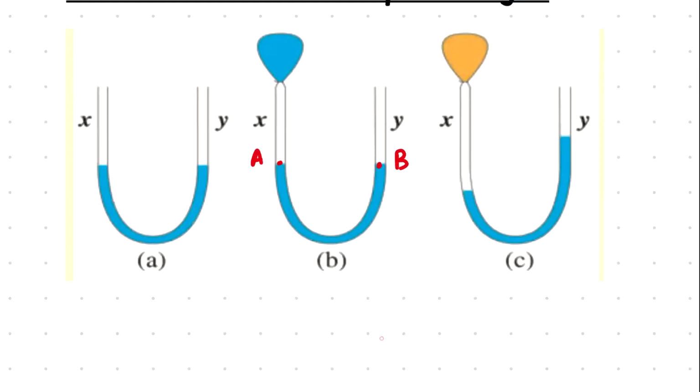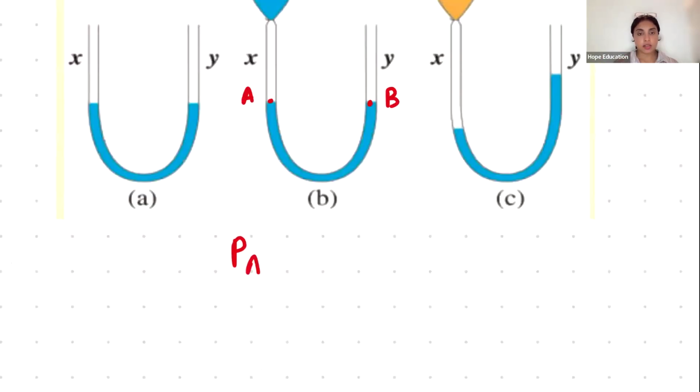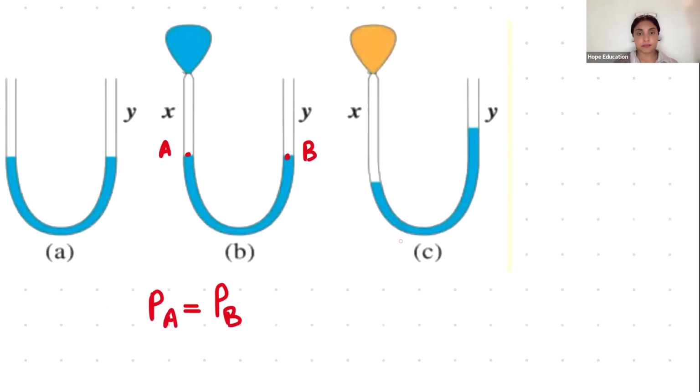Same, equal pressure. Equal pressure, because we're talking about the same liquid and it's the same level. Same liquid, same level means the pressure is the same. So in this particular instance, pressure at A equals pressure at B. Now let's look at the third diagram.